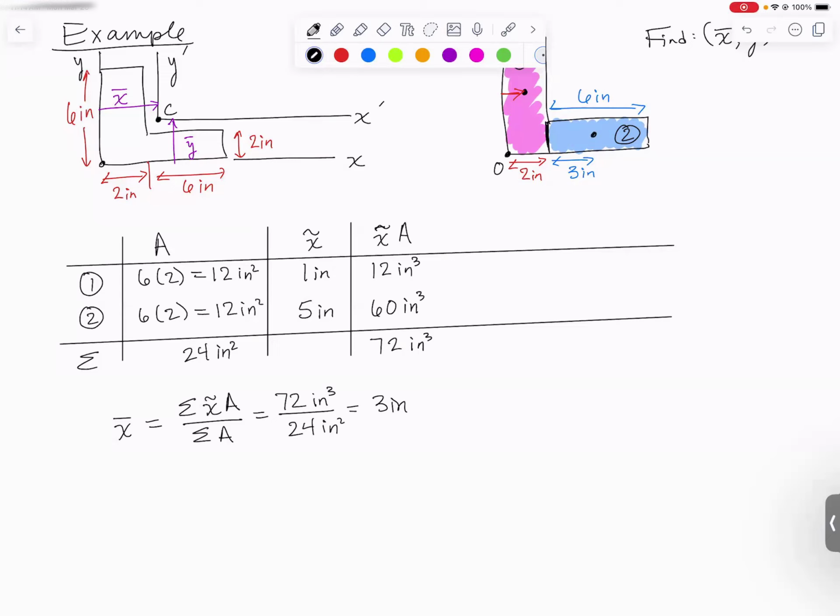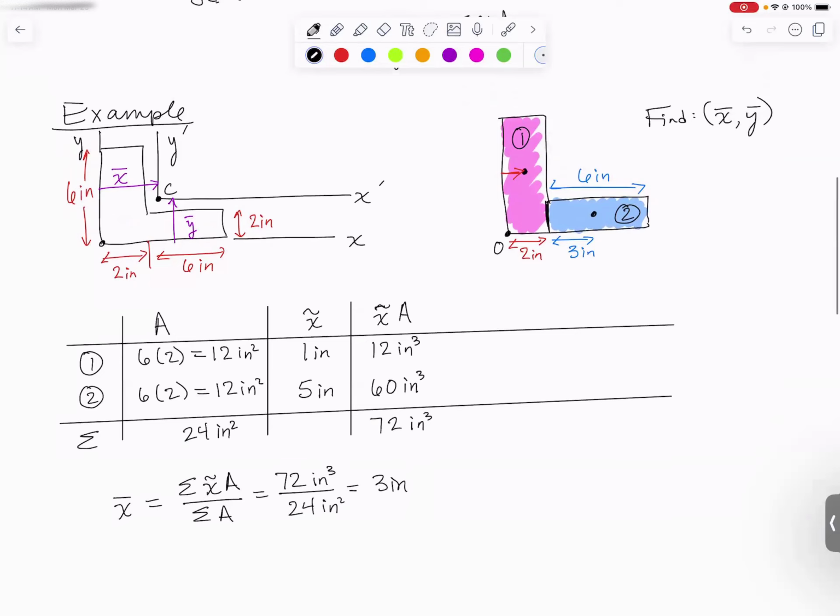We should have an upper and lower bound on what this should be to give us a quick sanity check of whether this number makes any sense. So my whole shape was 8 inches wide. So I'm expecting a number between 0 and 8. And I would expect that since I've got more area on the left than I do on the right, it's not going to come out right at 4. It's going to come a little bit left of that. The 3 inches is a little bit left of center for the overall shape. Another check is if one of your centroids is at 1 inch and the other one is at 5 inches, your overall centroid has to be somewhere in between the two of those.